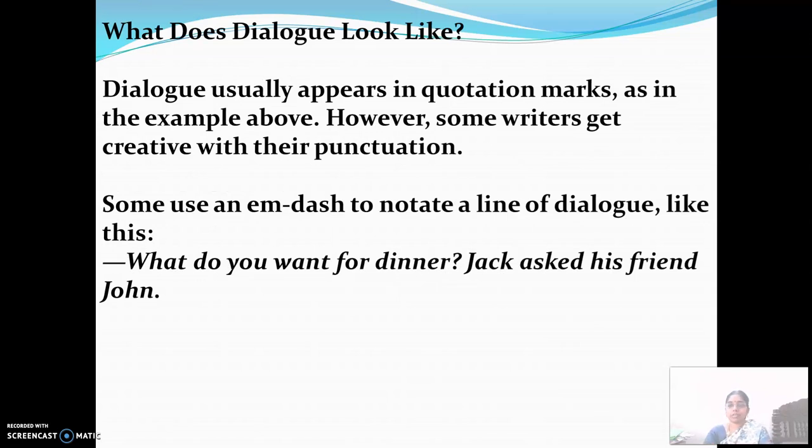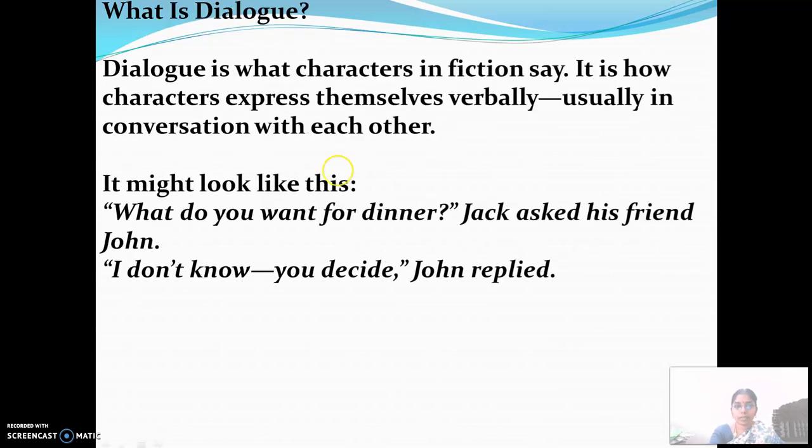What does dialogue look like? Dialogue usually appears in quotation marks, double quotation marks, as in the example above. Have you seen that? Can you see now? See here, double quotation marks. Right? These are the dialogues.